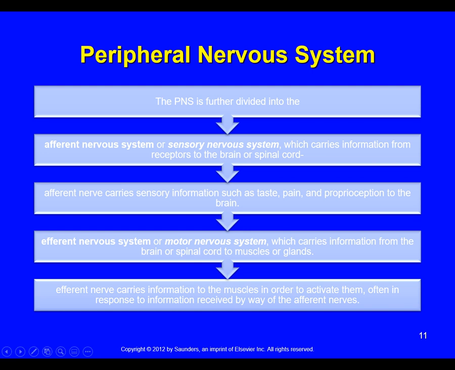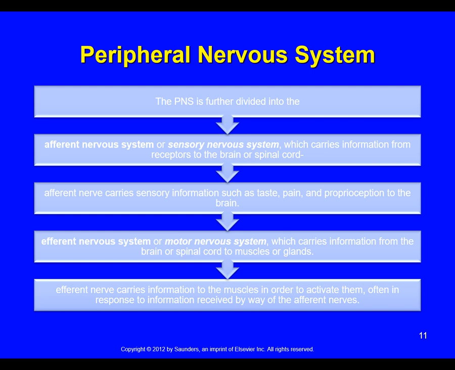brain. This is the one where in class I said you can remember afferent as just sensory. It just takes everything in. So it takes it from the receptors. If I touch the hot stove, it takes it from my fingertips to the brain. It carries sensory information such as taste, pain, and proprioception to the brain.